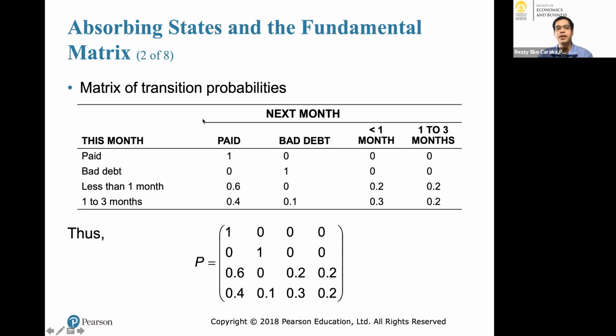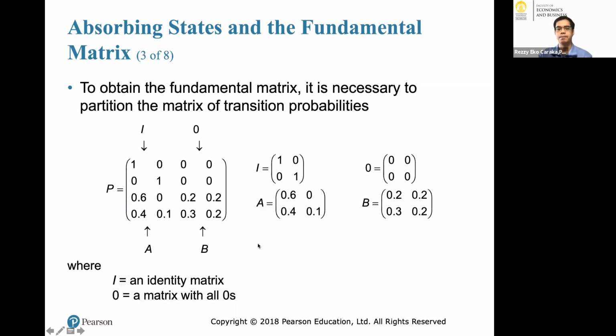So for example, this is our information in the table, using the matrix of transition probabilities. You can change this information into the matrix, so we have the P. The rows should be paid, bad debt, less than 1 month, and 1 to 3 months. So this is our information, the matrix of transition probabilities.